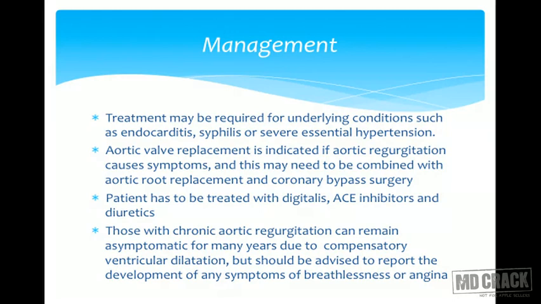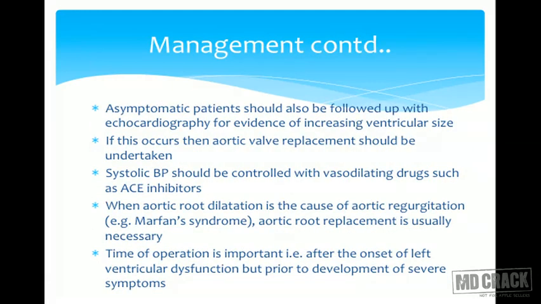Those with chronic aortic regurgitation can remain asymptomatic for many years due to compensatory ventricular dilatation, but should be advised to report the development of any symptom, especially breathlessness or angina. Asymptomatic patients should be followed up with echocardiography for evidence of increasing ventricular size. If this occurs, then aortic valve replacement should be undertaken. Systolic blood pressure should be controlled with vasodilating drugs such as angiotensin converting enzyme inhibitors.